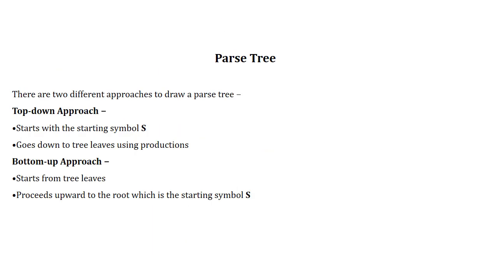For derivation of a parse tree, there are two approaches, top-down approach and bottom-up approach. In the top-down approach, generally the parsing starts from the start symbol S and it goes down to the tree leaves using the given productions. While in the bottom-up approach, we start at the tree leaves, that is the terminal symbols, and then we go upward using the given grammar, which will derive the start symbol.